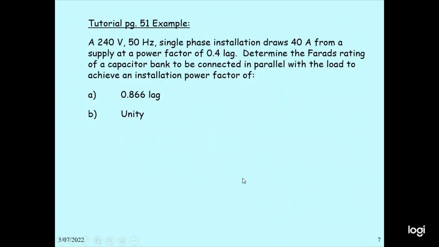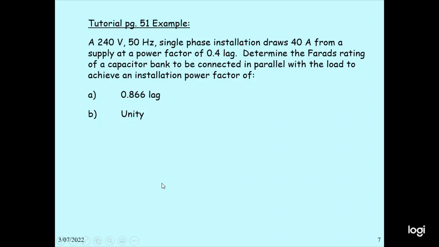Okay, so let's look at the problem. A 240 volt, 50 hertz single phase installation draws 40 ampere from the supply at a power factor of 0.4 lagging. Determine the farad rating of the capacitor bank to be connected in parallel with the load to achieve an installation power factor of 0.86 lagging and unity.